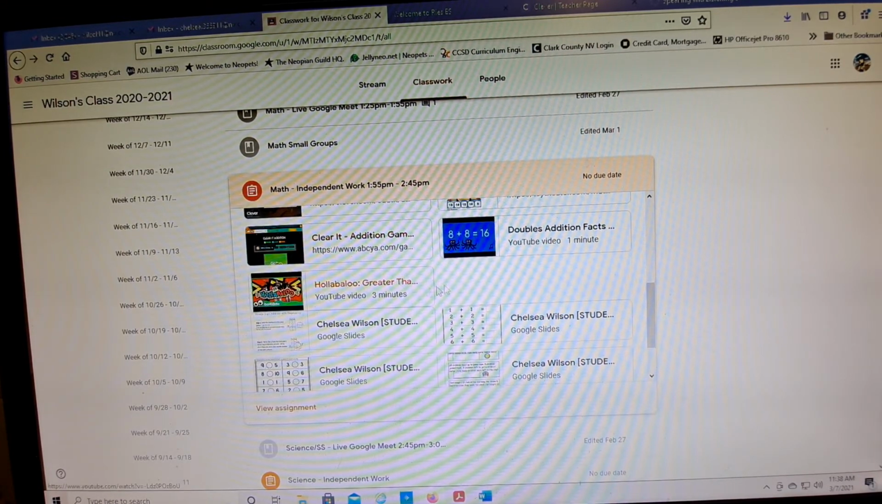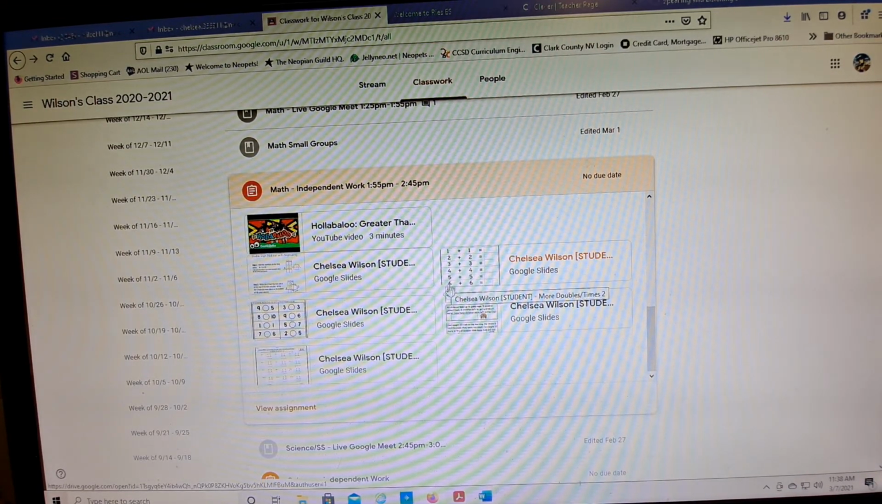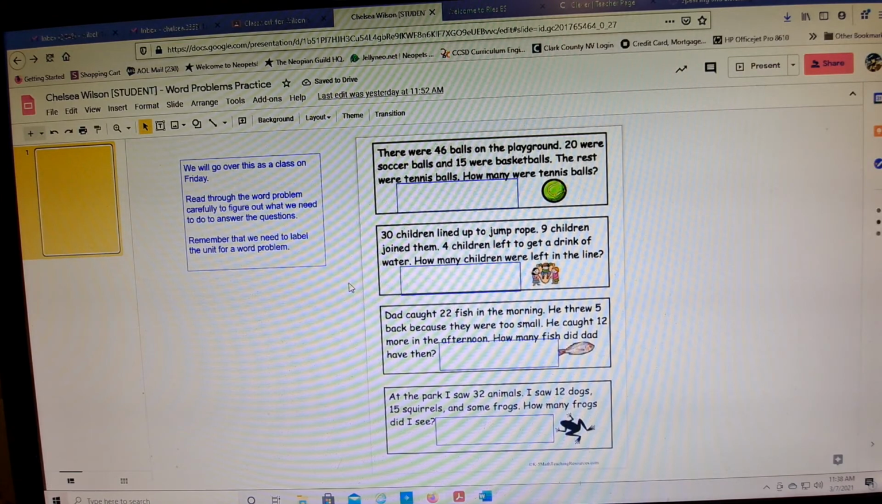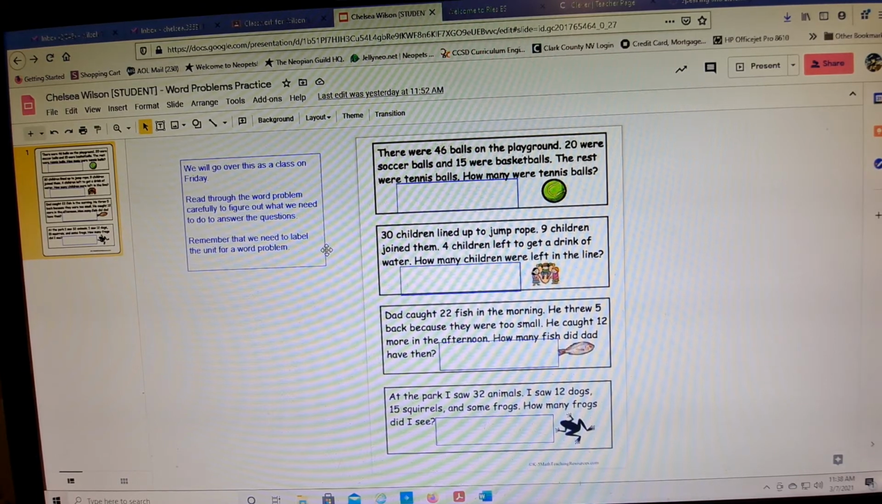And then Friday, we've got some word problem practice. I know a lot of the kids like to work ahead, but these word problems are a little bit more challenging. We really need to read through the problem carefully to see what they're asking us to do, because it's not just a one-step problem. You really have to look at the clues and the content of the word problem to see what they're asking. And we will go over this as a class on Friday.